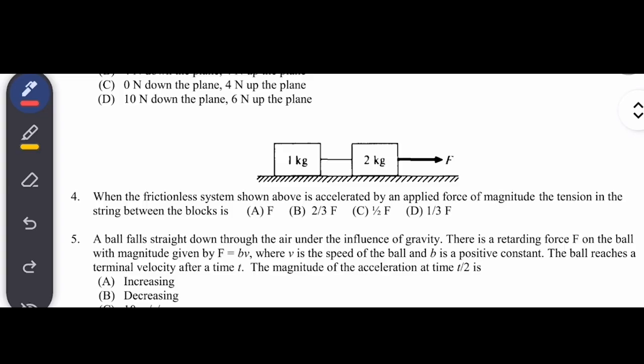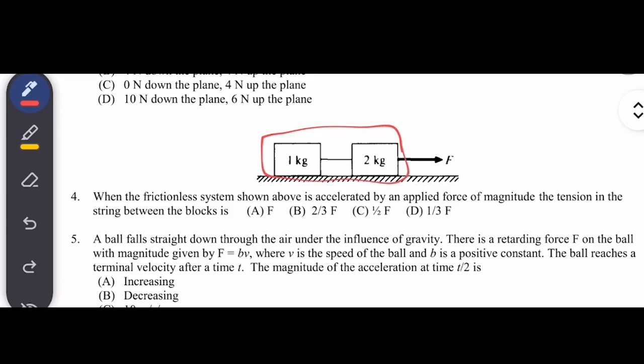It says, when the frictionless system shown above is accelerated by an applied force of magnitude F, the tension in the string between the blocks is, and then we have our answer choices. So what we can do first off is, many people will look at this and say, how am I supposed to find the force of tension when I have two different boxes acting on it? A quick way to solve this is to just treat these two boxes as one system.